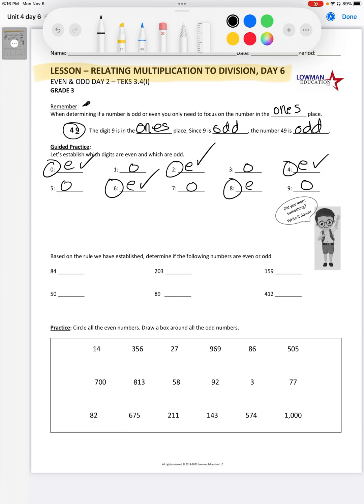Now, if you need to, when you're going through, like down here it says practice, circle all the even numbers. If you need to cross out everything in front of the ones place, do that so that you don't get tripped up, okay? Because all we care about is the ones place. Can the ones place be divided evenly by 2? If so, it's an even number. If not, it's an odd number.